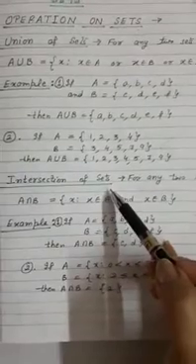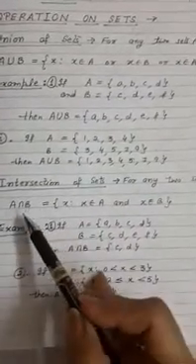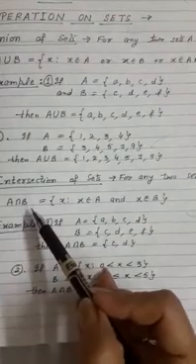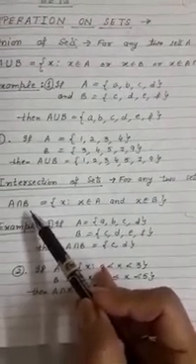Now, intersection of sets. For any two sets A and B, X belongs to A and X belongs to B. It means that the element should be common in both. It is written as A intersection B. The symbol used is A intersection B. In the Venn diagram also you have seen the common part of A and B.